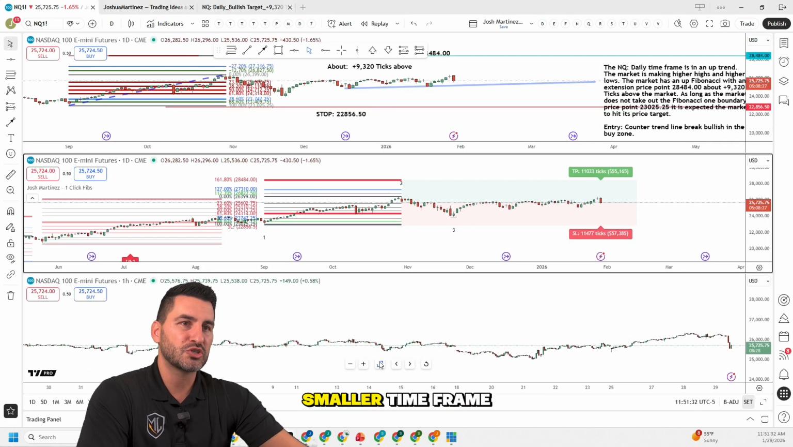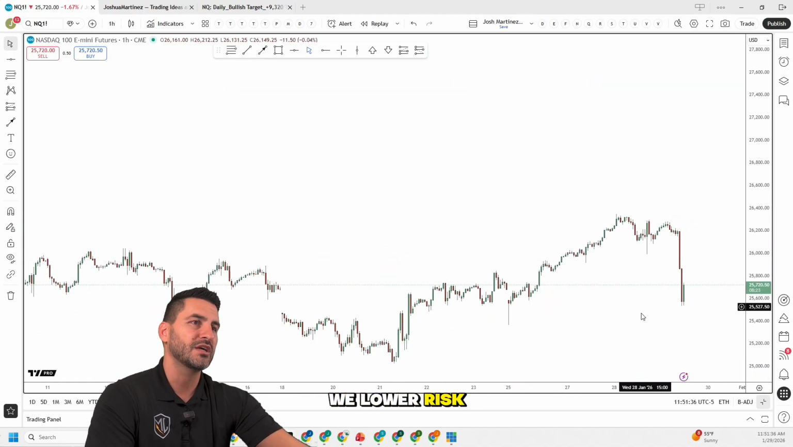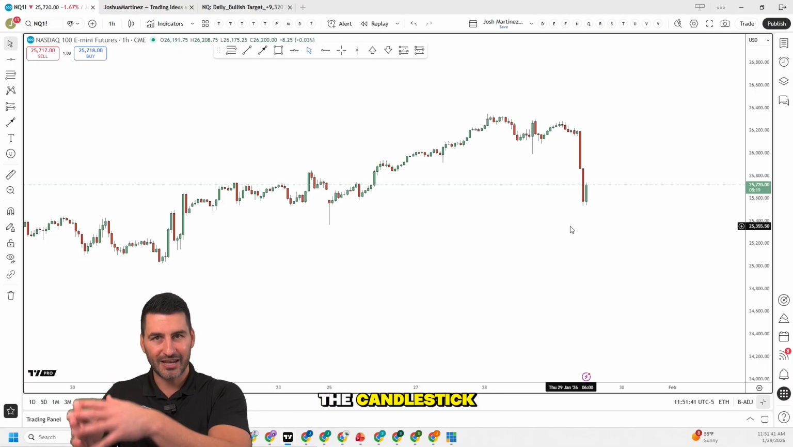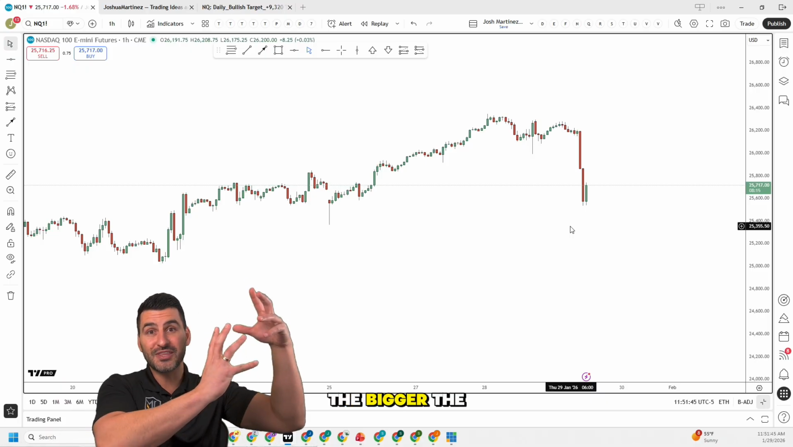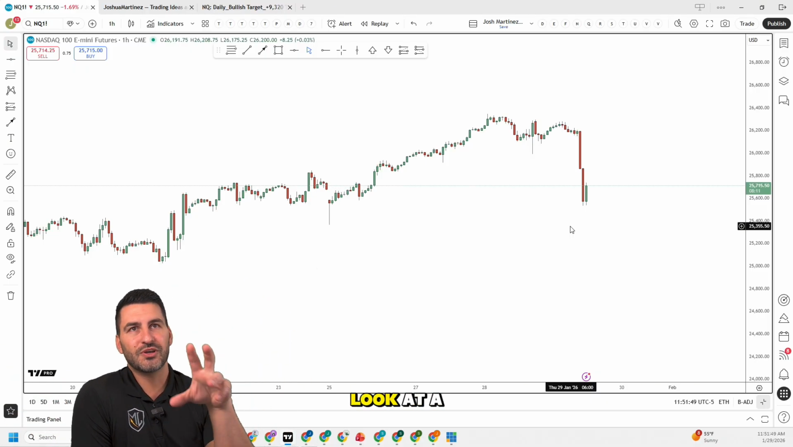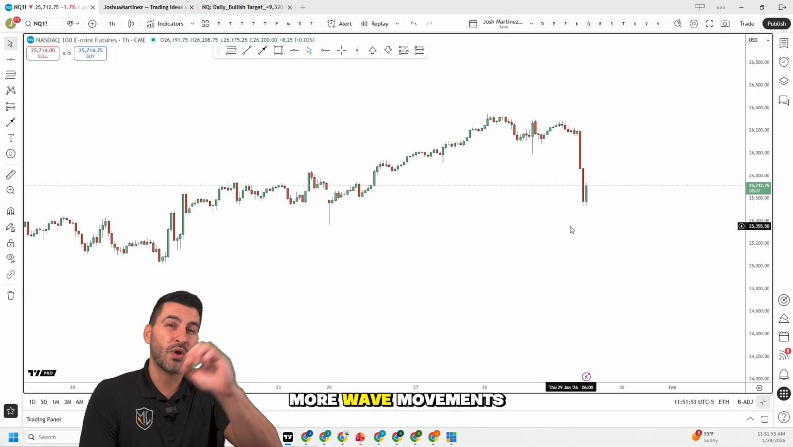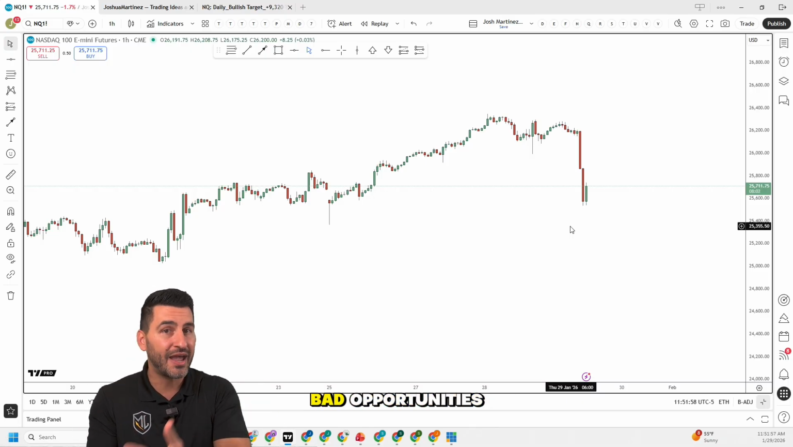Then we want to go to a smaller time frame to try to lower risk. Now, how do we lower risk? We lower risk by looking at a smaller time frame, because the smaller the candlestick, the smaller the risk, the smaller the reward. The bigger the candlestick, the bigger the risk, the bigger the reward. So when we look at a 1 hour time frame, we're going to have more candlesticks, which give us more wave movements. And these wave movements will give us opportunities, good opportunities and bad opportunities.